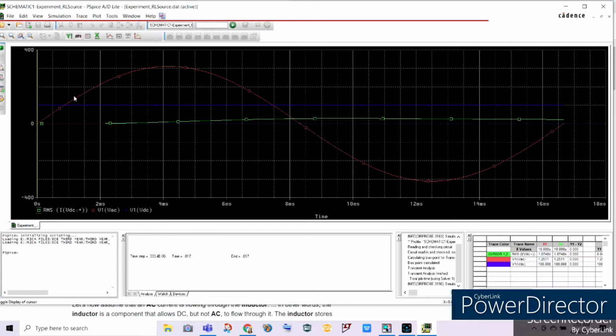As you can see here, let's turn on the cursor. The current across our voltage DC source here, which is the RMS current, is just limited to a value of 23.114 amperes. So this explains the role of the inductor in a circuit.